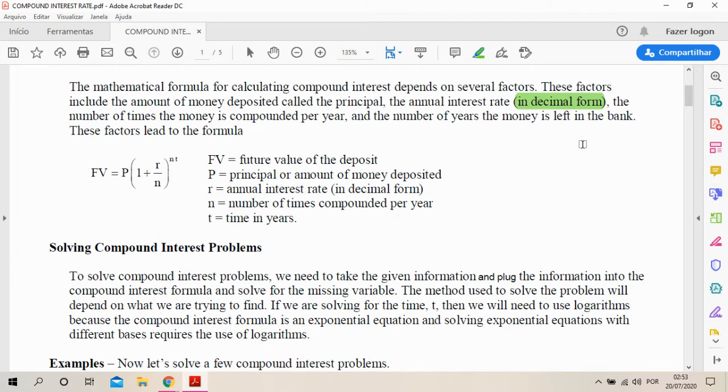These factors lead to the formula FV is equal to P times, in parentheses, 1 plus R divided by N, raised to the power of N times T, where FV is the future value of the deposit, P is the principal or amount of money deposited, R is the annual interest rate in decimal form, N is the number of times compounded per year, and T is time in years.